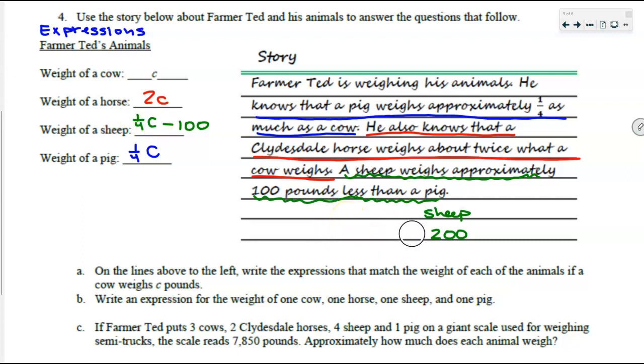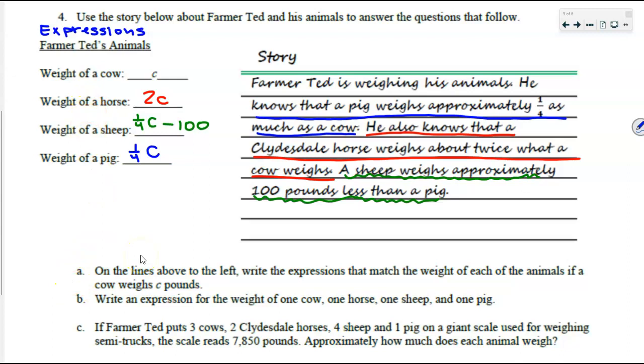How are we doing on that so far? Everyone understand? Okay. The sheep was a struggle, but that's why we really got to try and make sense of that. And that's why I broke it down using real numbers, actual numbers that I could make sense of. Okay, on the lines above to the left, write the expressions, done.